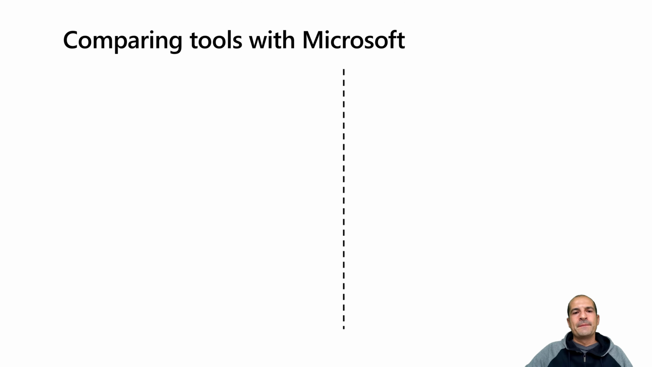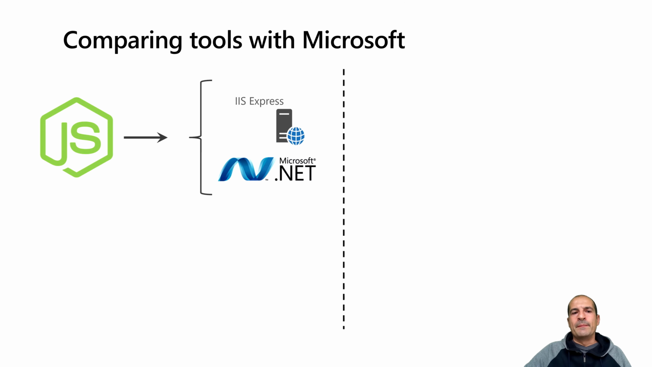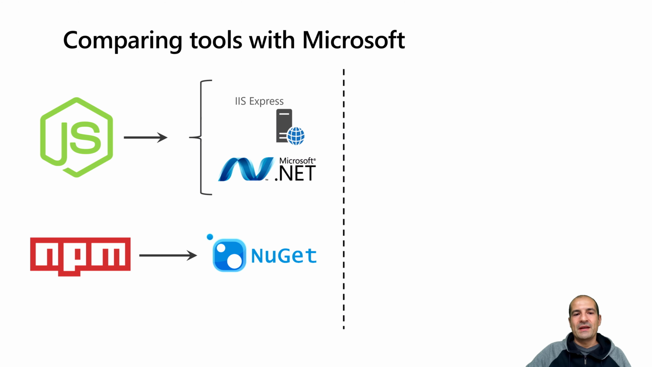Then we have, just to compare the tooling with old tools, JavaScript, and you can compare this with Microsoft .NET and IIS Express when you develop a .NET web application. Then we have NPM, which is a package manager. It's comparable to NuGet packages, and you can install every JavaScript library that you want.